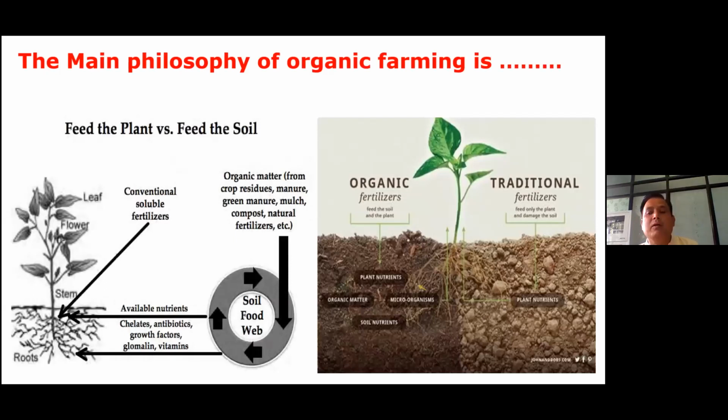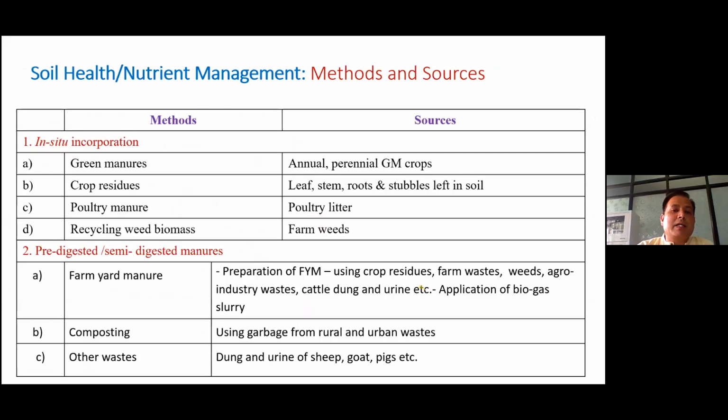In the conventional system, what we are doing is applying chemical fertilizer. We place these fertilizers or their granules just near the plant roots so that the plant can absorb them. Whereas in organic farming, we are applying organic matter in different forms, maybe crop residue, different types of manure, then mulch, then natural fertilizers. So here we are feeding the soil, and after decomposition, the plant nutrients are made available to the plants. Now there are various ways, and to understand it in a better way, I have divided them into 3-4 categories.